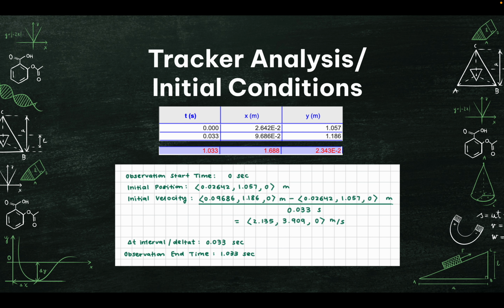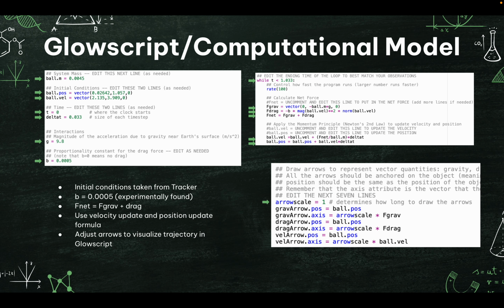Using the data from Tracker, we can extract necessary information to set the necessary conditions for the computational model. Using the first point at 0 seconds, we get our initial position. Then, using the first and second points, we get our initial velocity. Our delta t is 0.033 seconds, which is the time between frames of video. Finally, the entire projectile took 1.033 seconds.